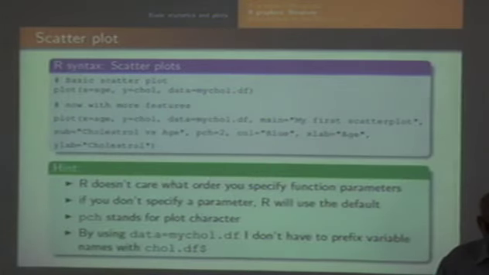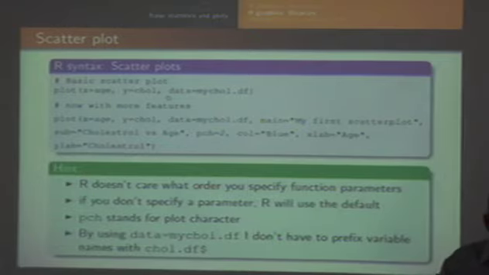So scatter plots, here's an absolute basic one. X, Y, where to get the data, and that's exactly the same but with a little bit more detail. Just note a couple of things, and this is for all functions. R doesn't care what order you specify parameters in any function, providing you label them. So X equals age, Y equals cholesterol, data equals mychol.df. Since I've told it what each parameter is, I can put them in any order.